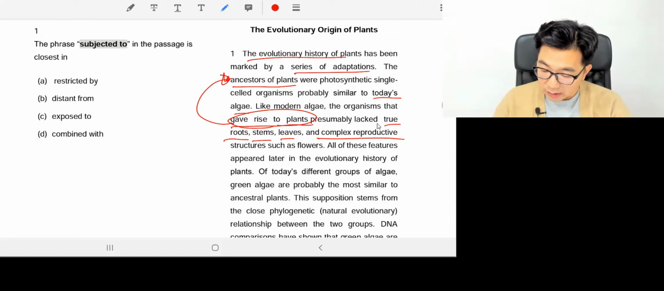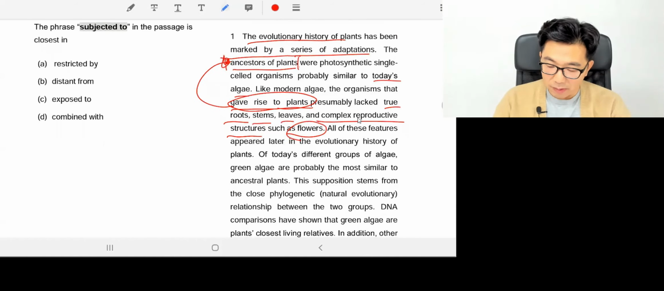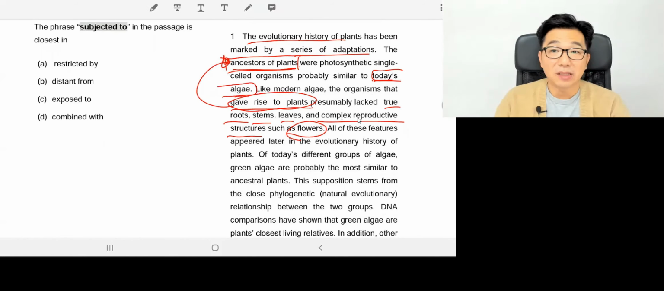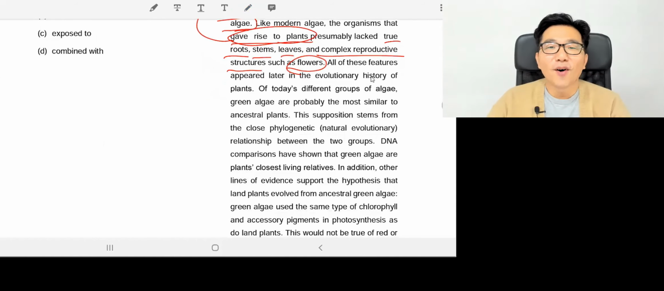Stems, leaves, and complex reproductive structures such as flowers. So flowers would be one of the plants today that has roots, stems, leaves, and complex reproductive structures, right? So pre-plant, the ancestor of plants, like algae, probably didn't have these features, because the ancestor of plants would be something like today's algae, similar to seaweed. So plants come from seaweed.